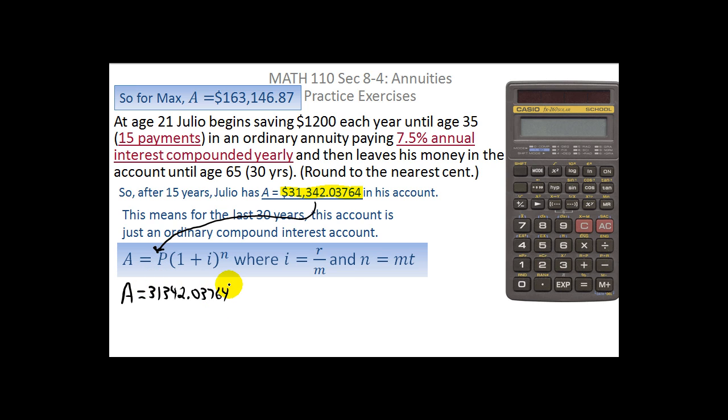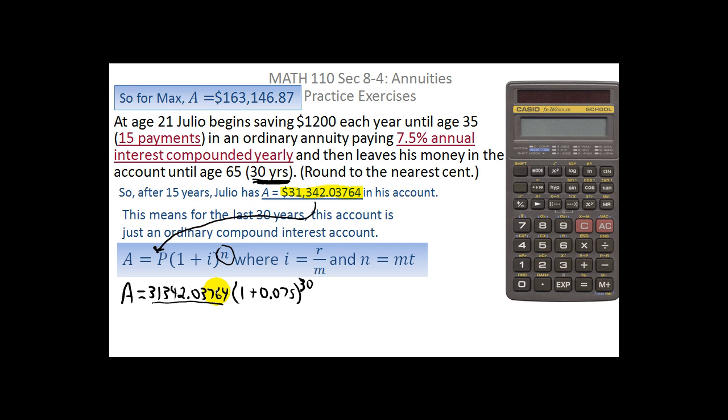That's the principal times 1 plus i, and I've calculated this little i a bunch of times, so I hope you can remember it's just 0.075, raised to the n power. But this time n is how many years we're in a regular compound interest account, and that's 30 years. So it's raised to the 30th power. Make sure you understand before we go on what's going on. We're taking this amount of money and letting it sit for 30 years at 7.5% interest. That's why we're using that compound interest formula.